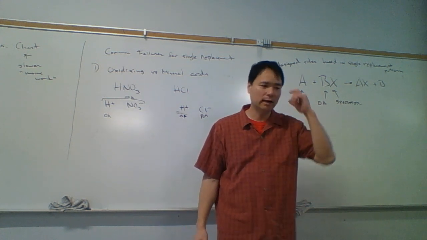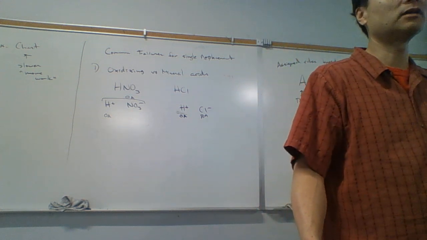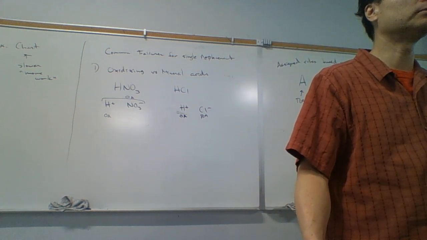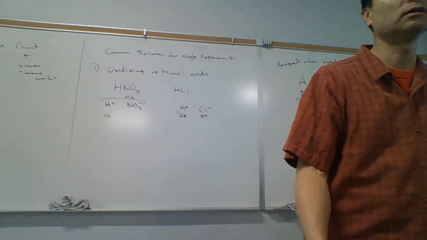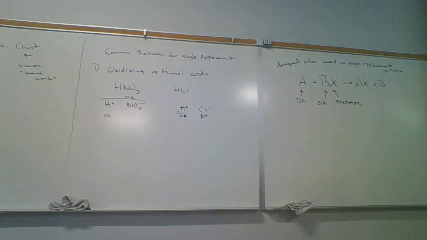And so this is why single replacement failed yesterday when I did this as an example. We took copper metal plus nitric acid, right? And it failed because single replacement predicts no reaction between copper and nitric acid. But let's just go ahead and do this. We'll take some copper pennies and then just pour in some nitric acid. Okay, so pour in some nitric acid, see what happens.